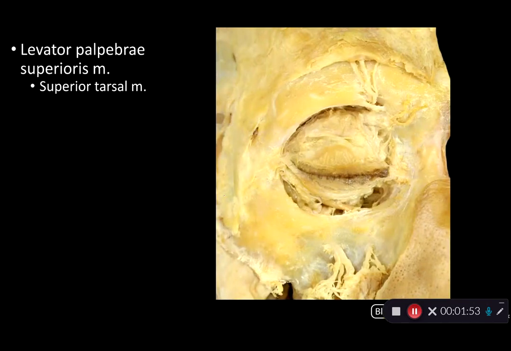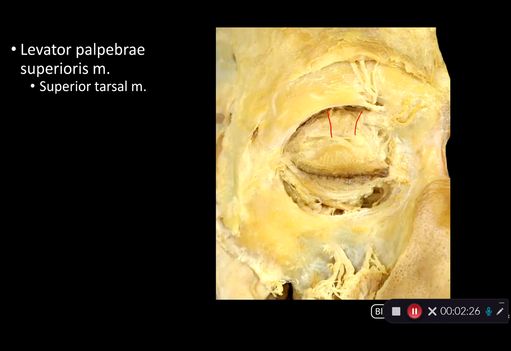As we move deep to Orbicularis Oculi, we begin to encounter our extraocular muscles. And the first one is a bit of an oddball. Most of the belly of this muscle you'll see from the superior view of the orbit. This is Levator Palpebrae superioris muscle. Levator Palpebrae superioris muscle is responsible for the elevation of the upper eyelid.